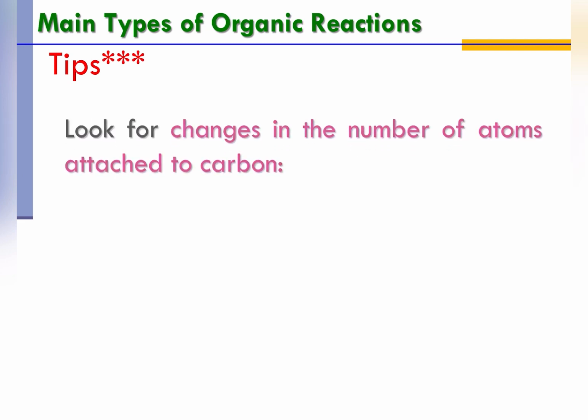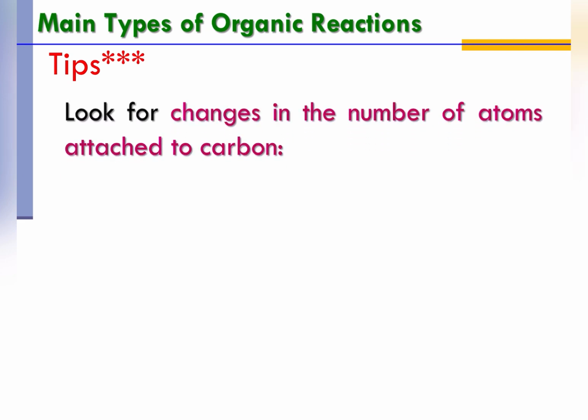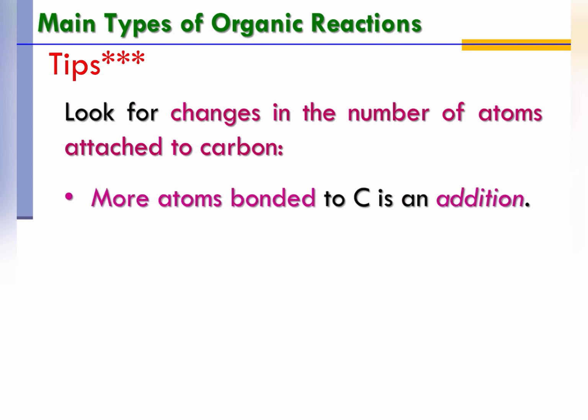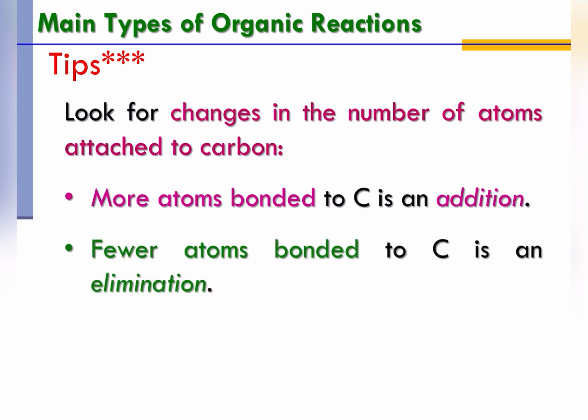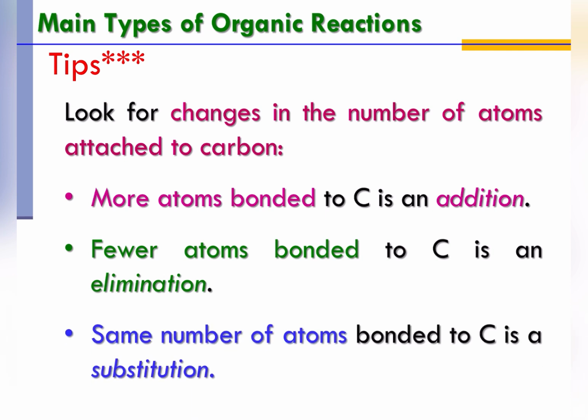First, you have to take a look at the changes in the number of atoms that attach to carbon. This is very important to give the numbering for your carbon chain. If you got more atoms bonded to C, the reaction will be addition. If less atoms bonded to C, the reaction is elimination. And last one, if you got the same number of atoms bonded to C, it will be substitution.